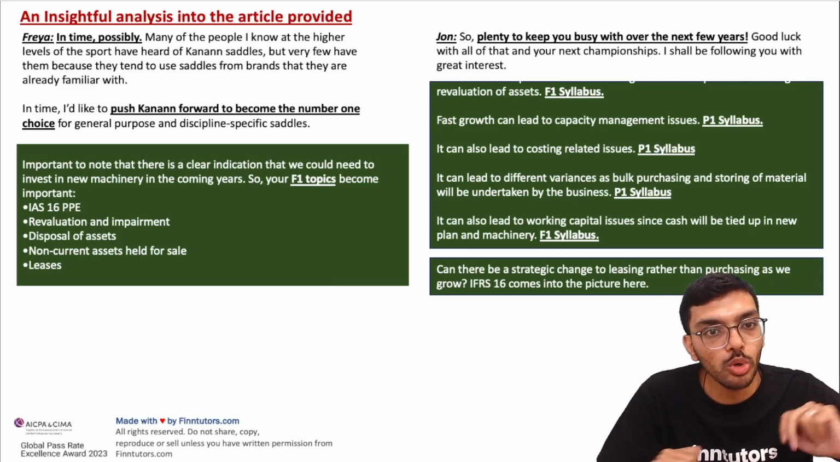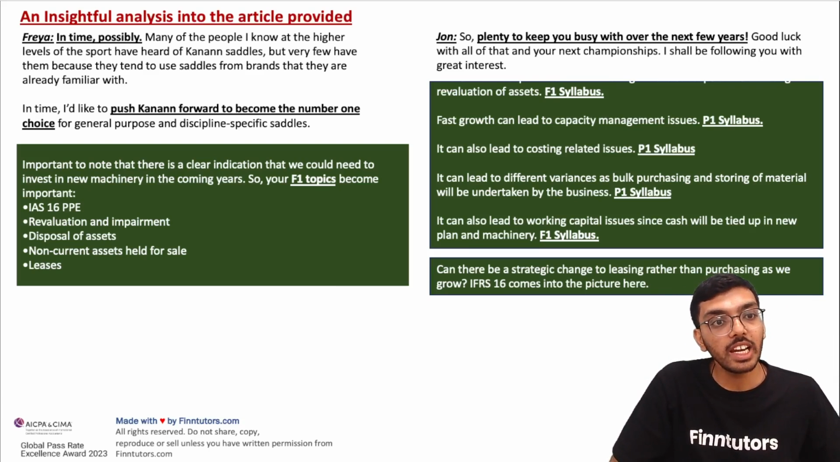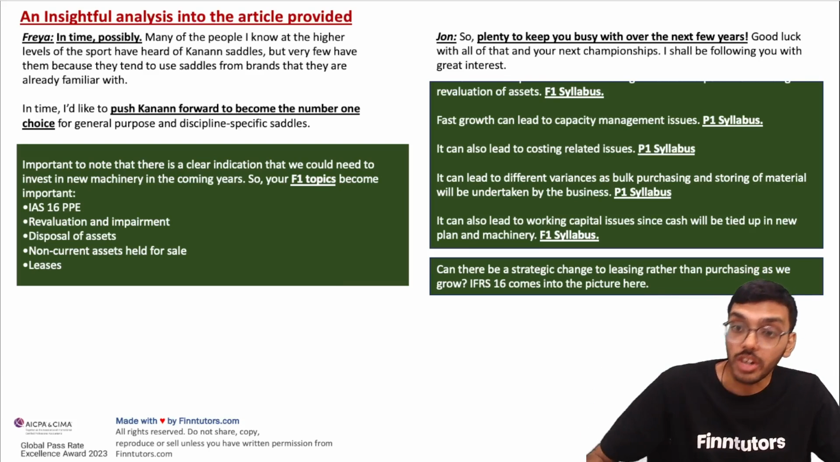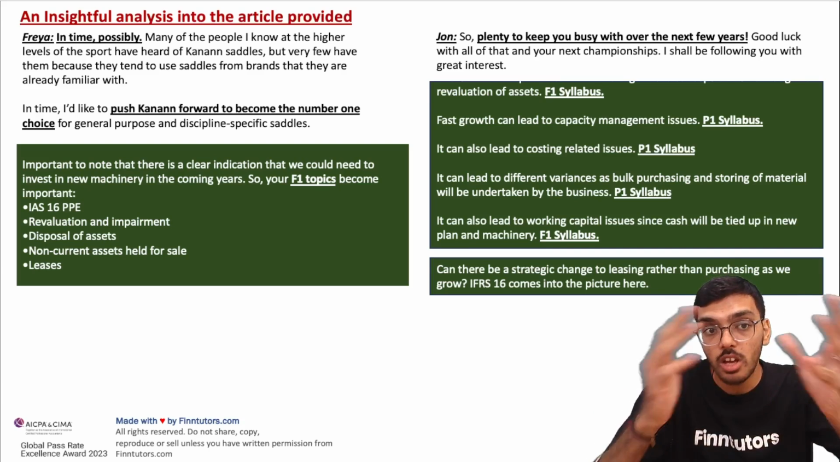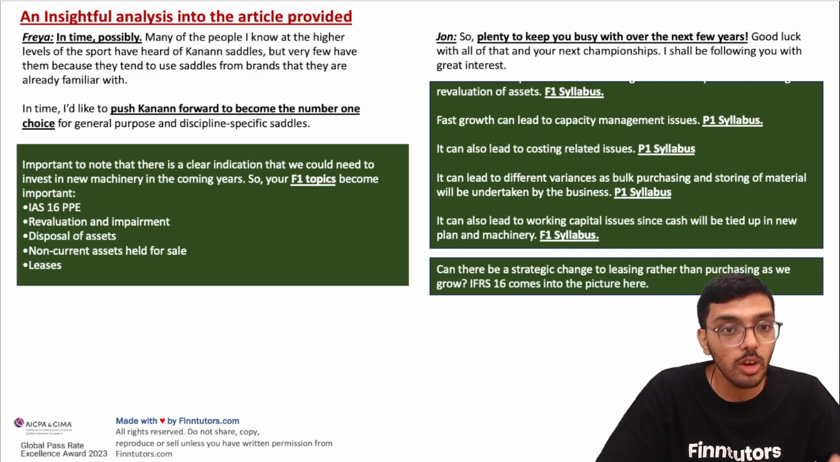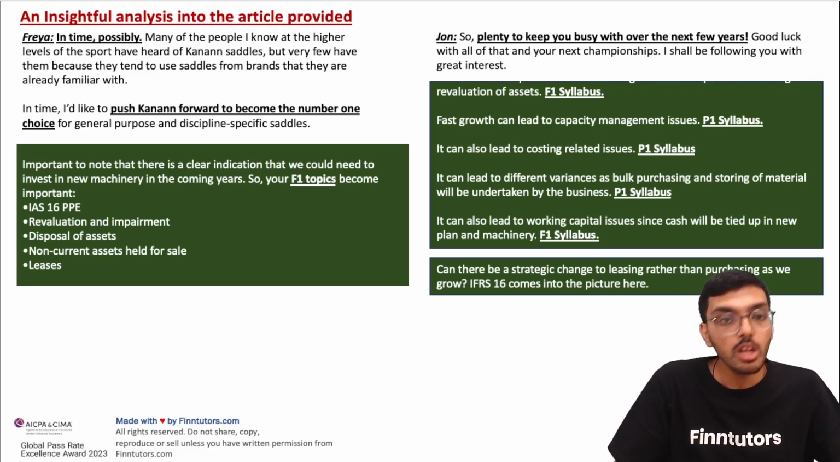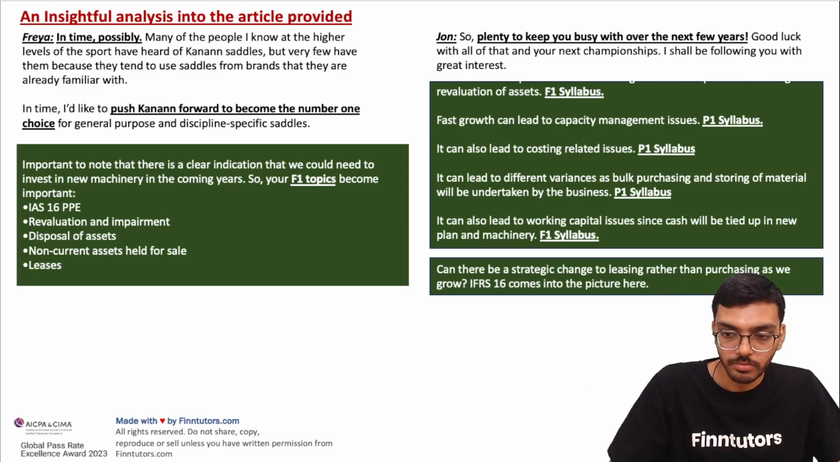So important to note that there is a clear indication that we could need to invest in new machinery in the coming years. So your F1 topics related to IAS 16, property, plant and equipment, the revaluation of assets or the impairment of assets, disposal of assets, non-current assets held for sale, or even leases for that matter, becomes very, very important. For example, they can say that we don't have enough funds to right now buy a piece of machinery. We're going to lease it.